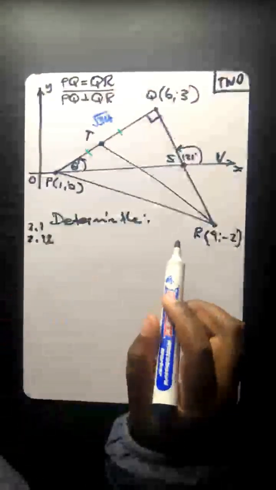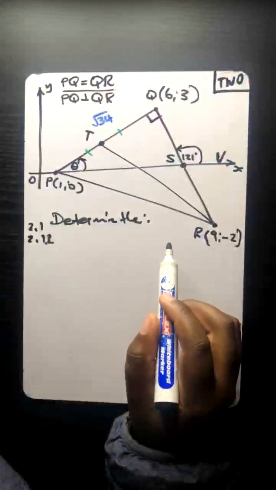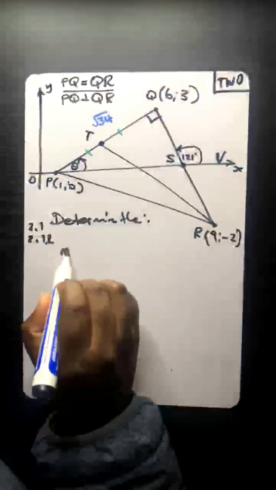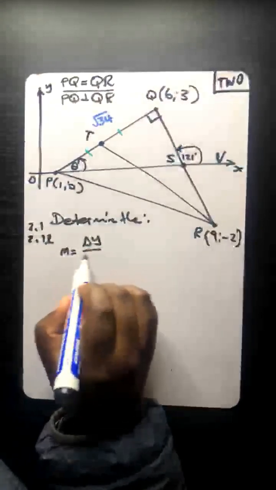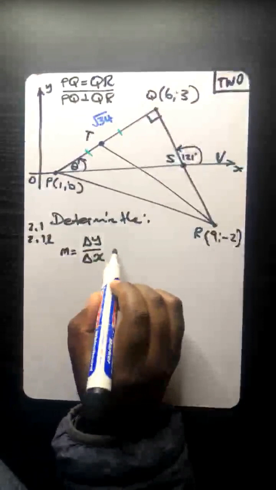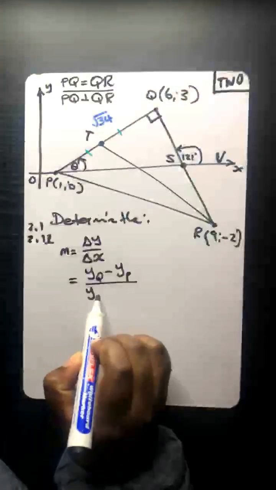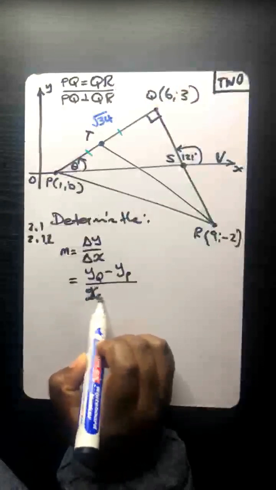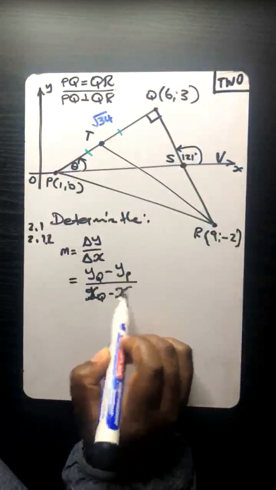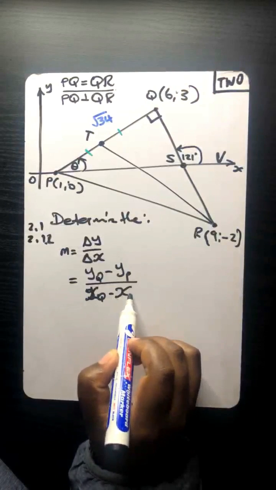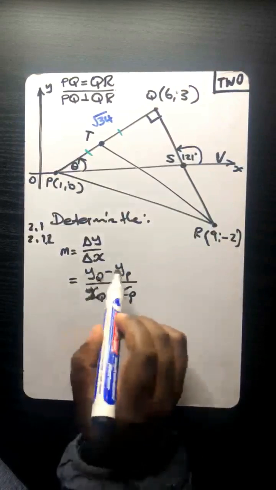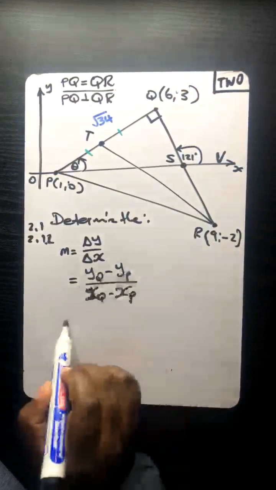So let's see. 2.1.2 says the gradient of PQ. Is it the same line? PQ. Yes. So we know that the formula is obviously change in y over change in x, which is going to be y of Q minus y of P, all of that divided by x of Q minus x of P. Yes, y of Q minus y of P, all of that divided by that.